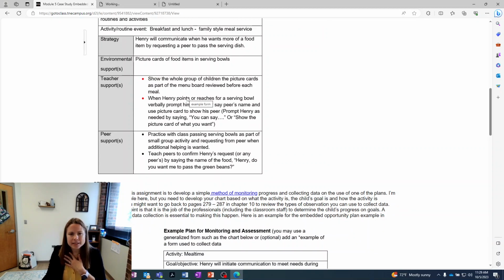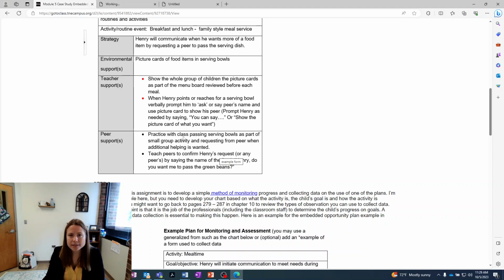Well, how will I as a teacher support them? Well, we're going to show the whole group, we're going to show all the children the picture cards of the menu board before we have each meal. And then when he points to a serving bowl, we're going to prompt him to ask or say one of his classmates' name and a picture card and show it to his peer. And then we're going to reiterate this by saying, you can say or show the picture card of what you want.